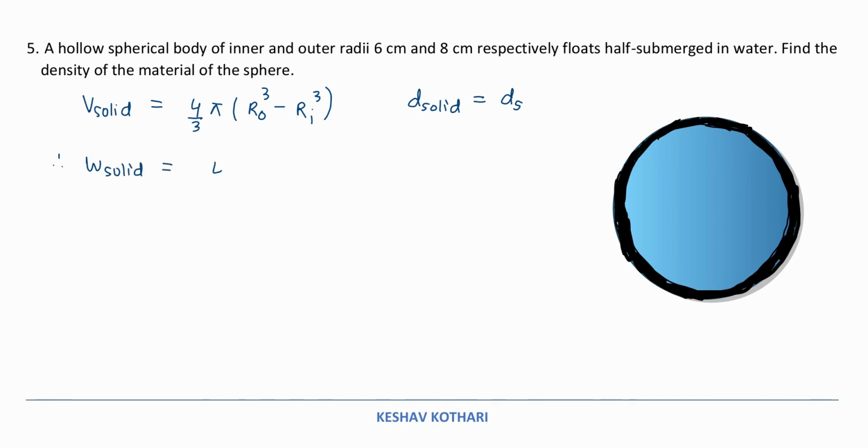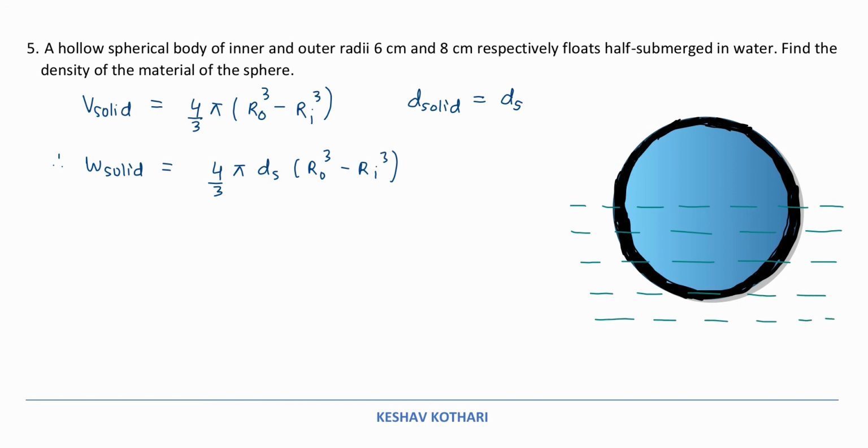So that is turning out to be 4/3 π ds (r₀³ − rᵢ³), that is, outer radius cube minus inner radius cube. Now the problem is stating that it is half submerged in water. So when I say it is half submerged, I mean that half of the volume corresponding to the outer radius is inside water, and if it is in equilibrium, it implies that the upthrust provided by the submerged part is balancing the weight of the solid, which is acting in the downward direction.